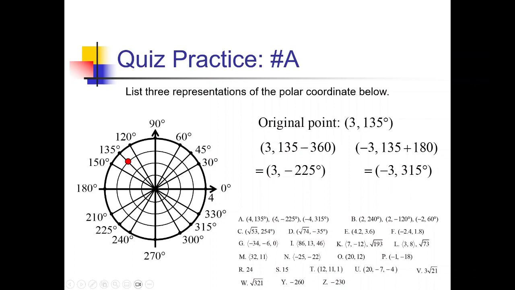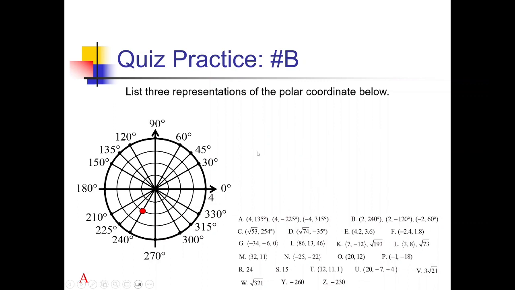Looking at my solutions for A, it looks like I've got all the same angles: 135, negative 225, 315. However, the r value is one too far in either direction. So it looks like A is one of the letters I have to unscramble at the end. Let me make a note of that down here, and I'll keep a running list of the letters where I had the wrong answer.